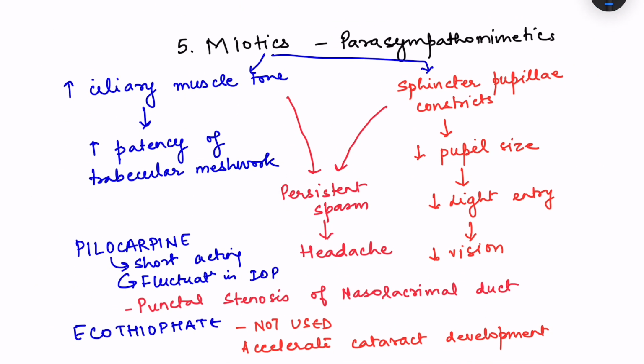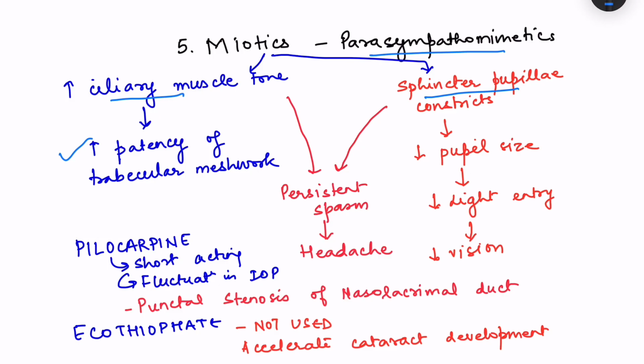Moving on to the last class of drugs, that is the miotics. These miotics basically are parasympathomimetics. So they cause the ciliary muscle contraction and sphincter pupillae contraction. Contraction of the ciliary muscle is responsible for the accommodation of the lens. But when the ciliary muscle contracts, there is increased patency of trabecular meshwork. Some structural arrangement takes place there, which leads to increased patency of trabecular meshwork.